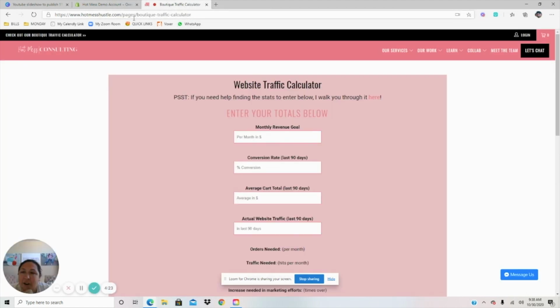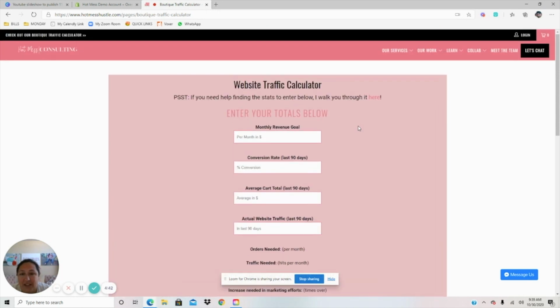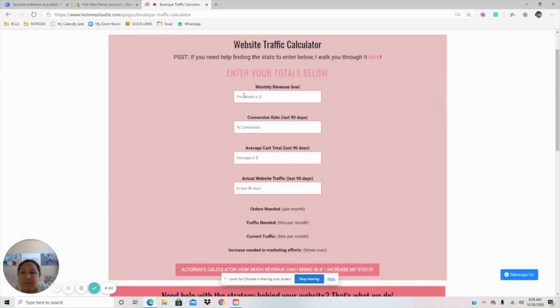But, all right, so on this traffic calculator, there's two ways to get here. You can just go to boutiquetrafficcalculator.com, or you can go to hotmesshustle.com, and this button is always right here to get right to it. I really wanted this to be as easy as possible for you guys to find and use. So I have two versions of the calculator. The first version is based on your goal, what your actual monthly revenue goal is and how to get there. So you enter in your monthly revenue goal.